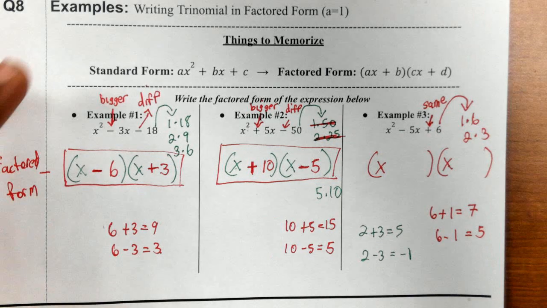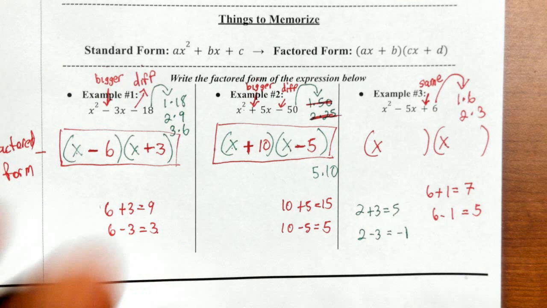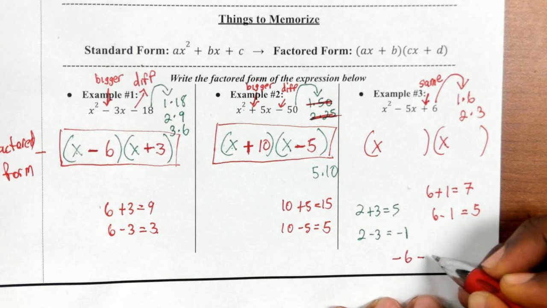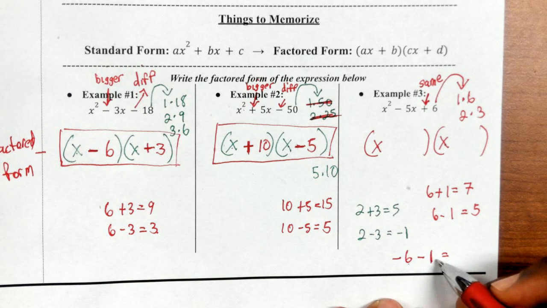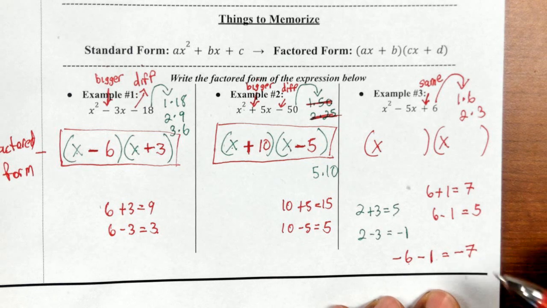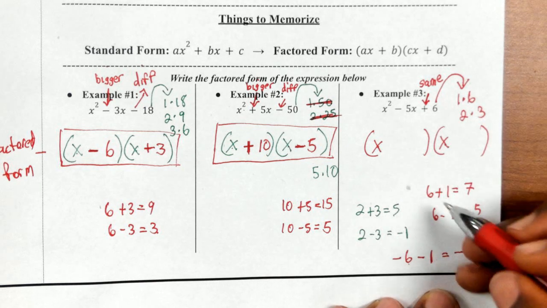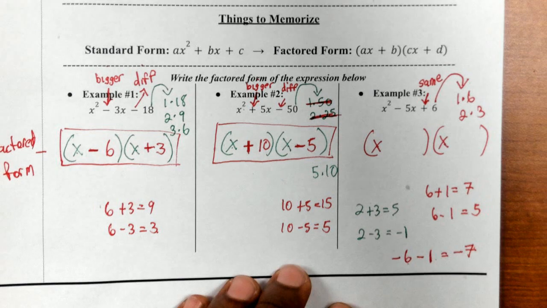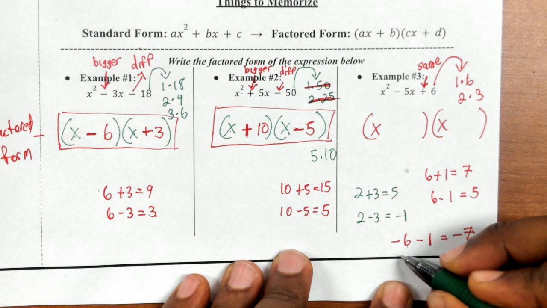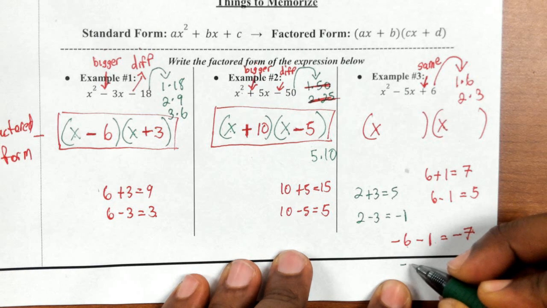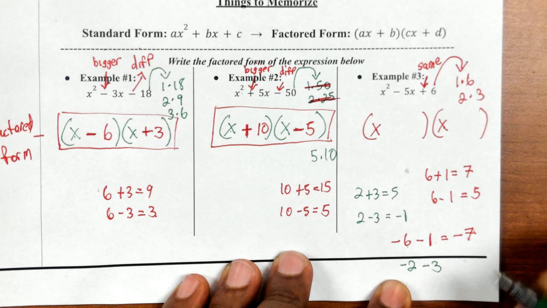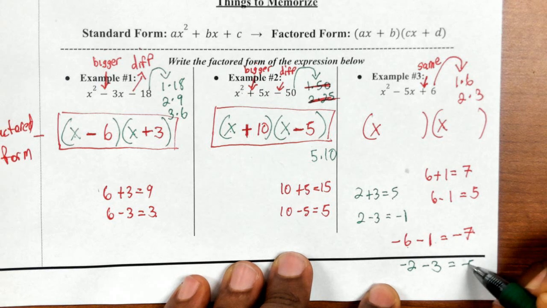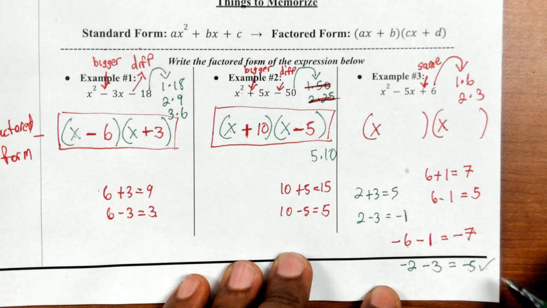So let's test if we make both of them a negative, what would we get for the result? If I had a negative 6 and a negative 1, what's negative 6 minus 1? Negative 7. But we wanted negative 5. So probably the 6 and the 1 would not work. What if we tried, however, negative 2 and negative 3? What's negative 2 minus 3? That is negative 5.